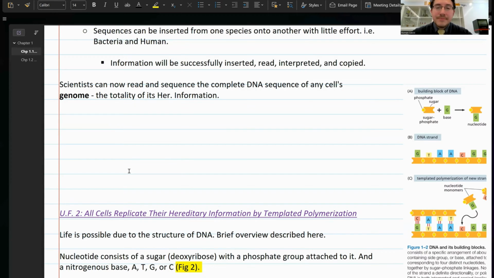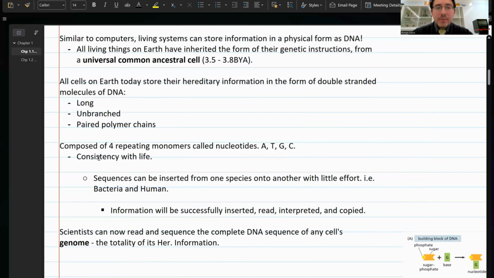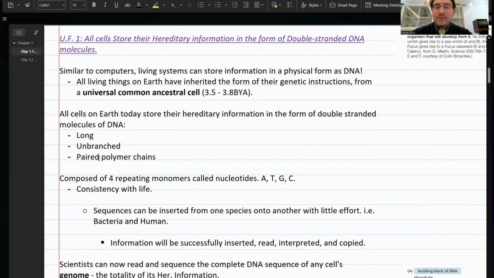DNA, right? We all are familiar with the genome, the totality of hereditary information that an organism can pass down from parent to offspring. So, number one: all cells store their hereditary information in DNA.